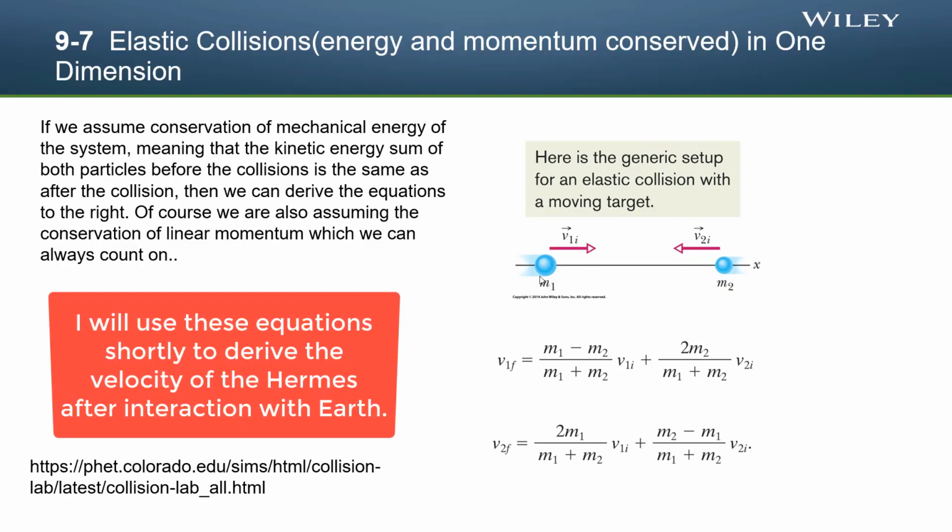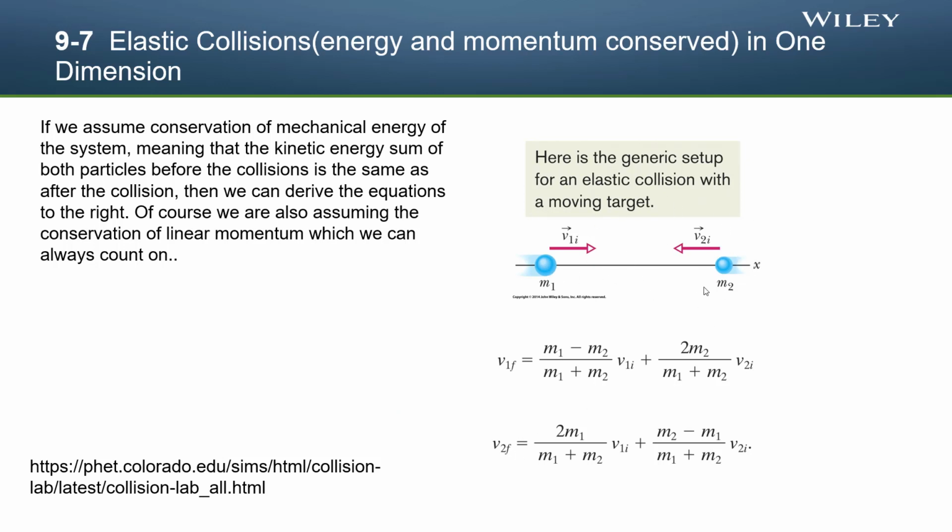Okay, so here's a collision between 2 masses. Mass 1 moving this way with velocity v1 initial, mass 2 moving this way with velocity v2 initial. We can use conservation of energy and conservation of linear momentum to derive these 2 equations. So I can get the velocity of this ball after the collision. If I just know this information, I can get the velocity of this ball after the collision knowing this information.